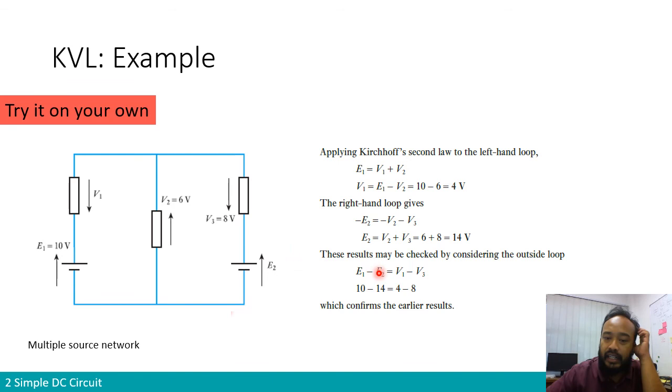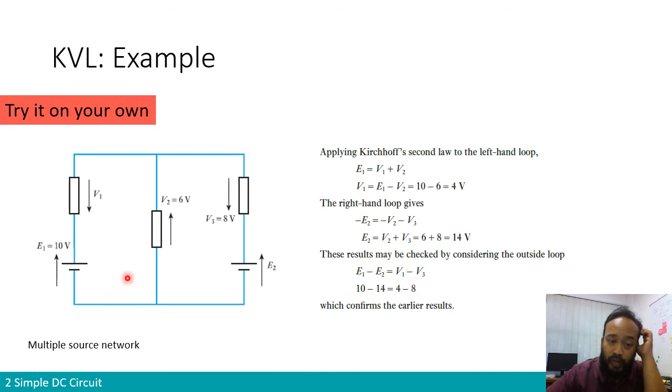And then just to check your result, you could go through the outer loop. So you will have E2, for example, minus V3 minus E1 equals 0. So there are four voltages: E2, V3, V1, and E1. So this is the KVL.